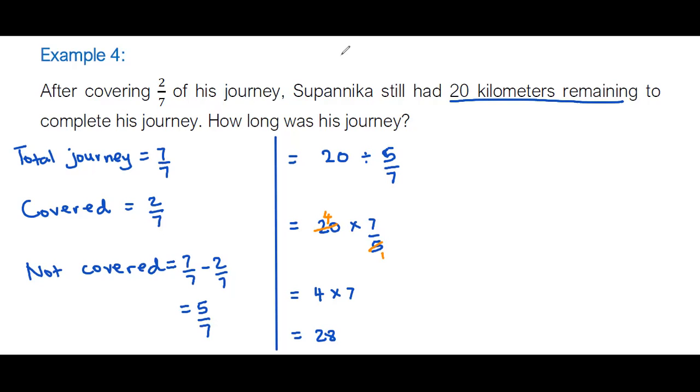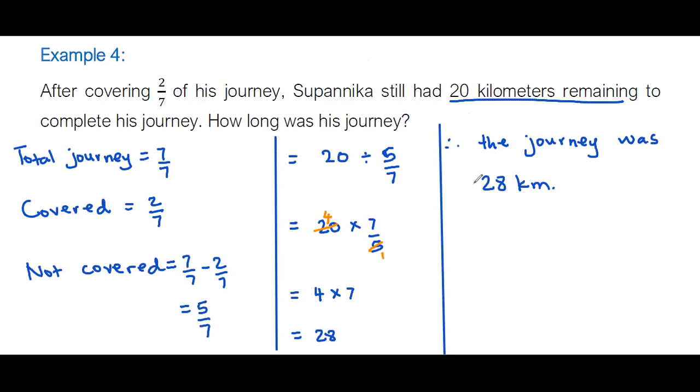So it means that the journey was 28 kilometers. The total journey was 28 kilometers. So he had to cover 28 kilometers in order to complete his whole journey. Okay? Is that fine? Okay. All right.